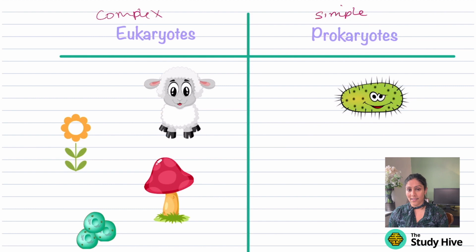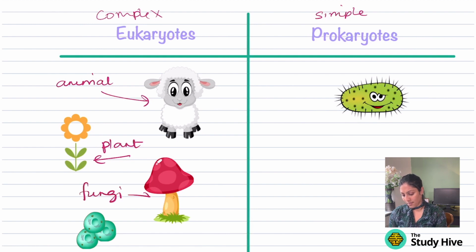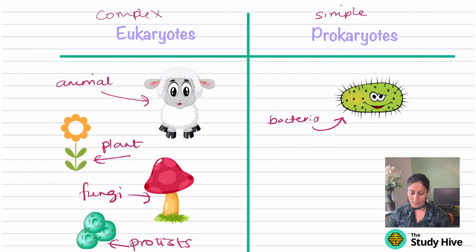So if you were to categorize them, examples of eukaryotic cells would be animal cells, plant cells, fungi, and protists. They're all examples of complex cells, whereas a really good example of a prokaryotic cell would be bacteria, generally unicellular or simple types of cells.